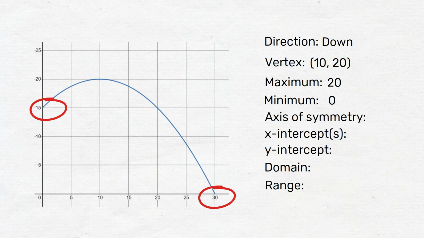Our axis of symmetry goes through the vertex. It's going to be x equals 10. We only have one x-intercept here. It's at 30. And our y-intercept is at 15.